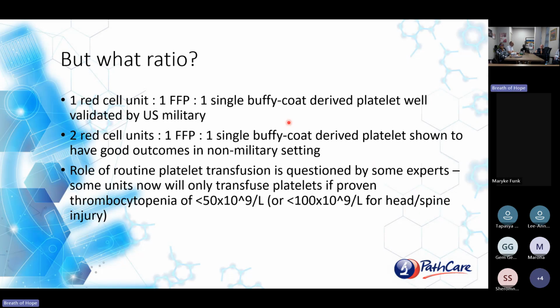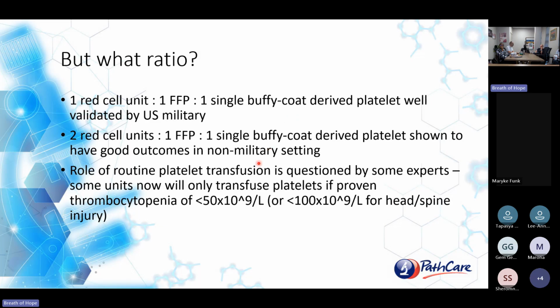Then what ratio are we going to give? So the US military pioneered massive transfusion, and they stuck to 1-1-1. There was one red cell unit, one frozen plasma unit with one buffy coat-derived platelet. This ends up becoming the limiting factor because they have pooled platelet products being 6. So in order to maintain this ratio, you have to give 6 red cells, 6 plasmas, 6 buffy coat-derived platelet units, and that is one pooled platelet.